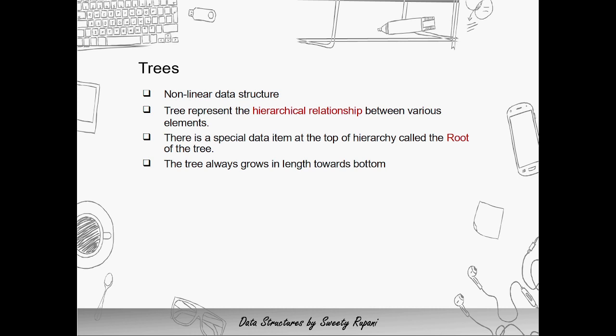So we say that tree represents hierarchical relationship. Over here also tree will have a root, but instead of root in a downward direction, we'll have root at the top. And as and when tree grows, it will grow towards the downward direction. So tree always grows in length towards bottom. Of course, we will have a leaf node which cannot be further expanded. We will have branches which we refer to as edges.